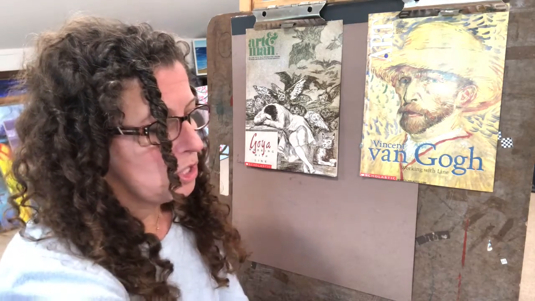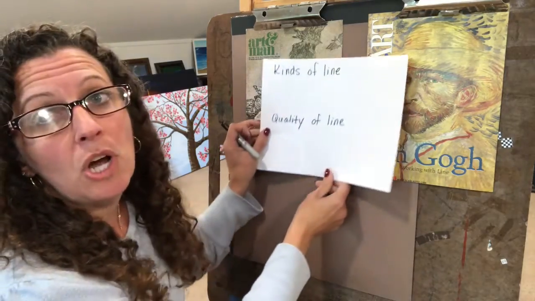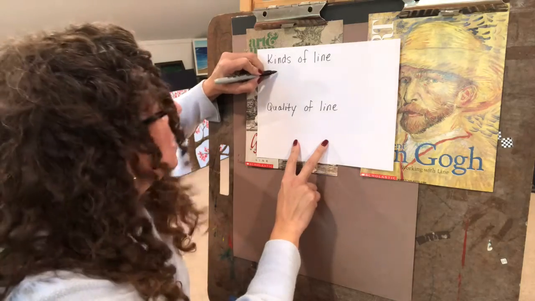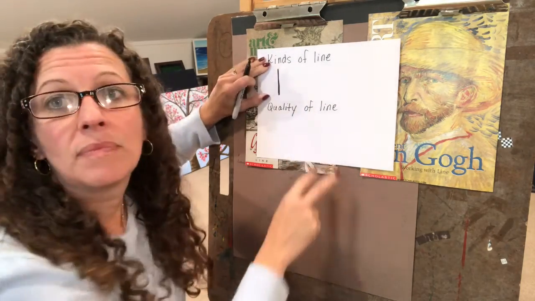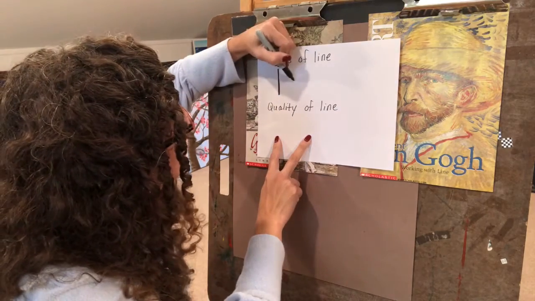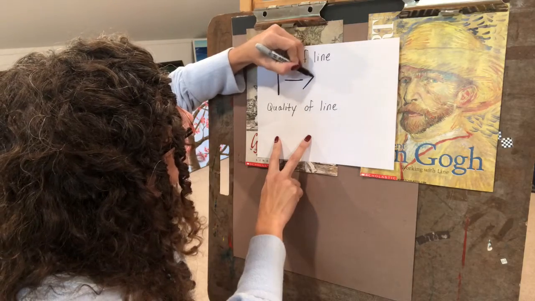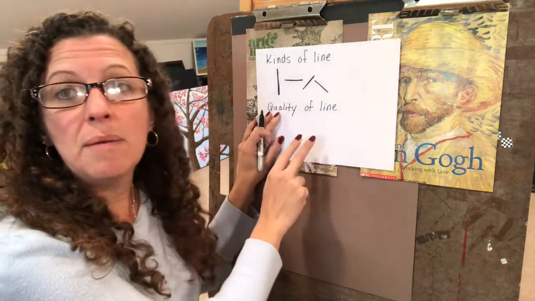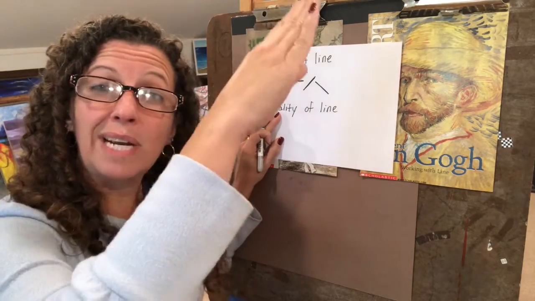So when we're talking about kinds of lines, we are talking about straight lines, and we're talking about straight lines in many directions, all directions, right? But straight, vertical, straight, horizontal, straight diagonals.